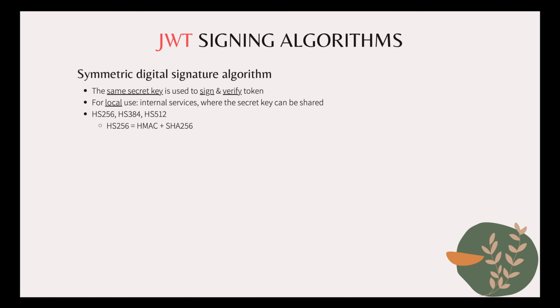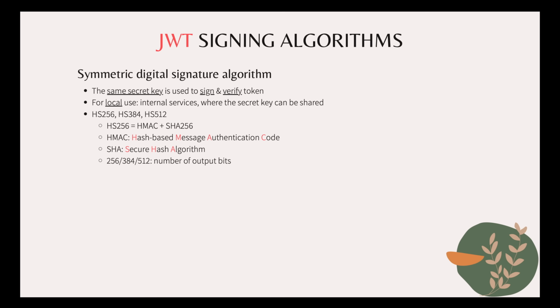Here, HS256 is a combination of HMAC and SHA-256. HMAC stands for Hash-Based Message Authentication Code, and SHA is a secure hashing algorithm. 256, 384, or 512 is the number of output bits. Symmetric key algorithm is very efficient and suitable for most of the applications. However, we cannot use it in case there's an external service that wants to verify the token, because it would mean we must give them our secret key. In that case, we must use the second category, asymmetric key algorithm.